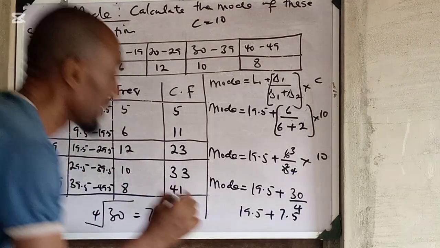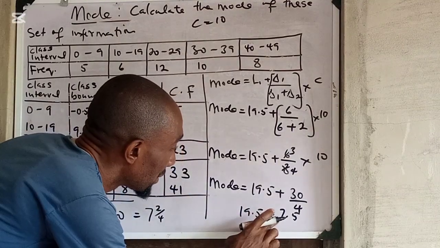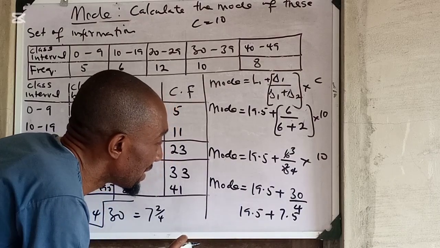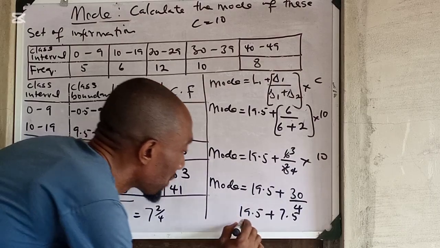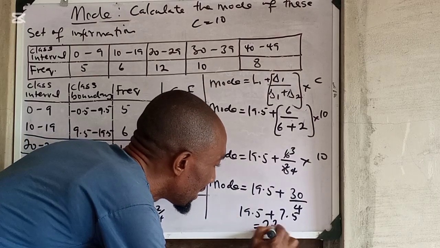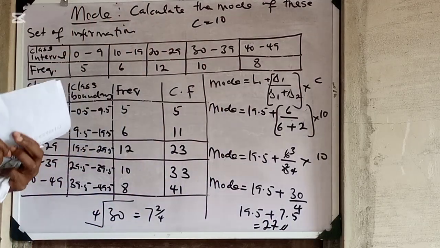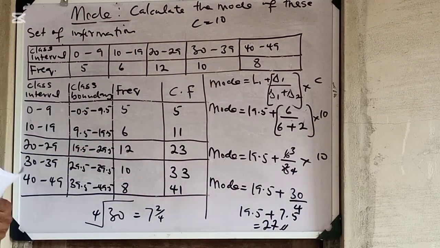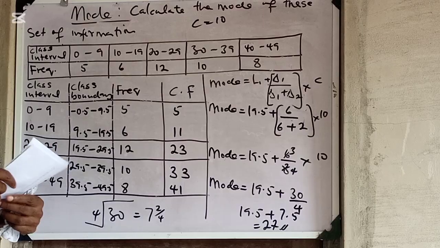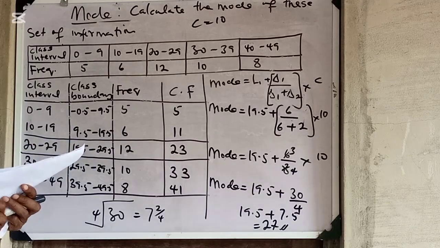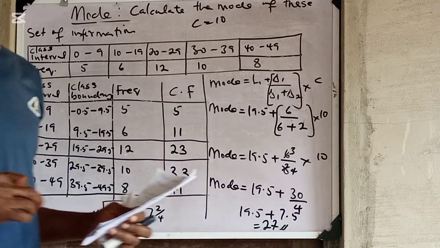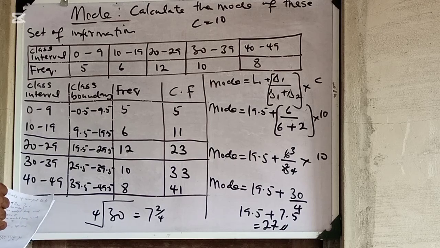By the time you calculate, you have 19.5 plus 7.5, which will give you 27. So our mode is 27. You can see how we calculated our mode for grouped data. You can go through it and see if we have any complaints.